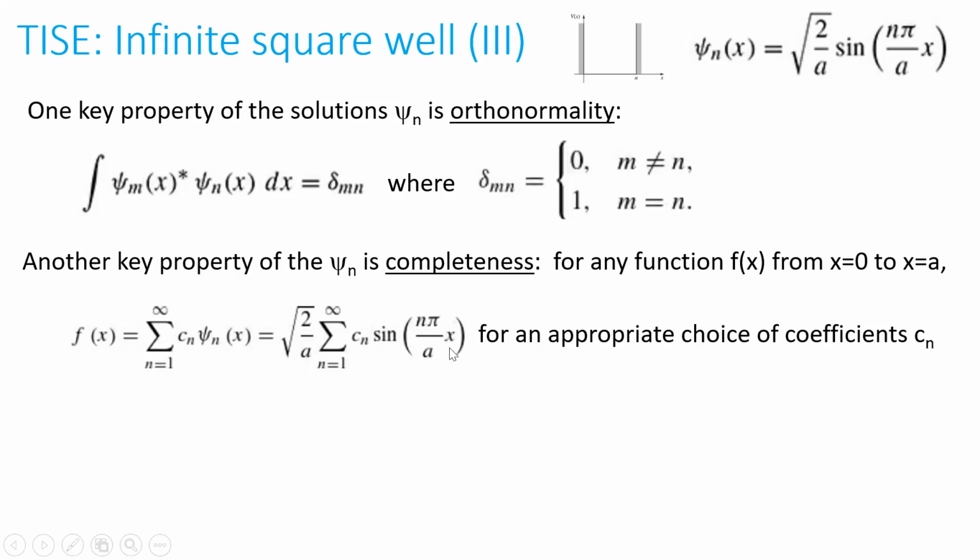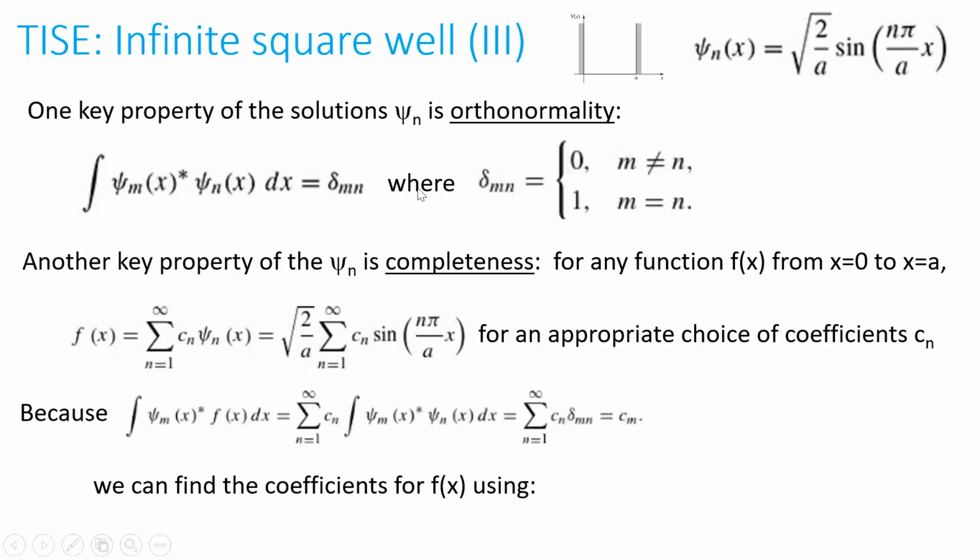Okay, and this is closely related to Fourier series, because in this particular case the wave functions we find are sines, and Fourier series are building up functions out of combinations of sines and cosines. But this property of completeness will work even if the wave functions are not sines, which we'll see in other examples this semester.